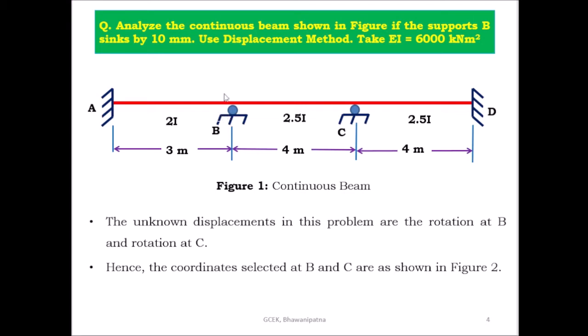Here the rotational displacement takes place at support B and support C, because at support A there is no displacement, and at support B there is no vertical displacement, only the rotational displacement takes place. Similarly at C there is no vertical displacement, only rotational displacement. The unknown displacements in this problem are the rotation at B and the rotation at C. Hence the coordinates selected at B and C are as shown in figure 2. So assign one coordinate at B and another coordinate at C.